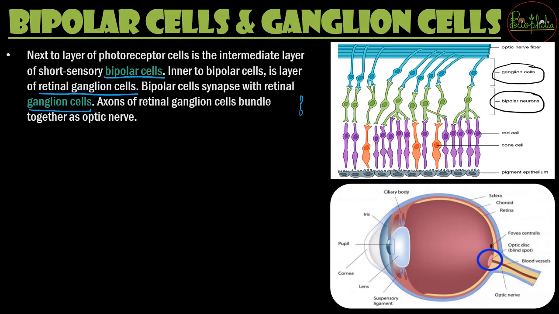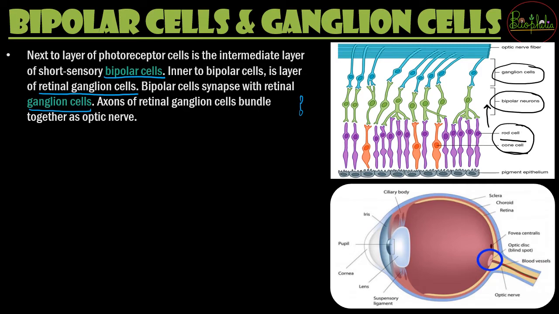So we saw the pigment epithelium, part of the retina. We saw the rod cells, we saw the cone cells. After the rod and cone cells, the next part is the bipolar neurons and the ganglion cells. As soon as rods or cones sense light, whether it is colored light or black and white light, whatever is sensed by these receptors will be sent to the bipolar neurons.